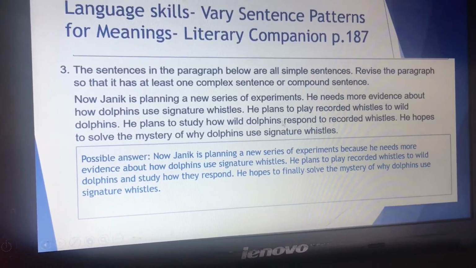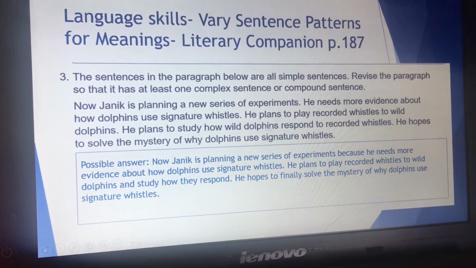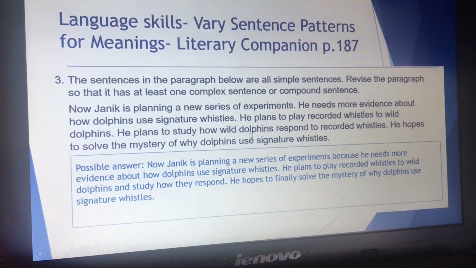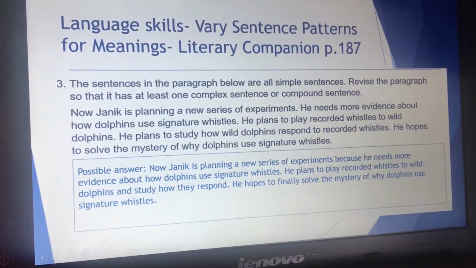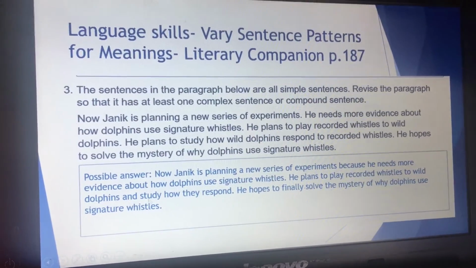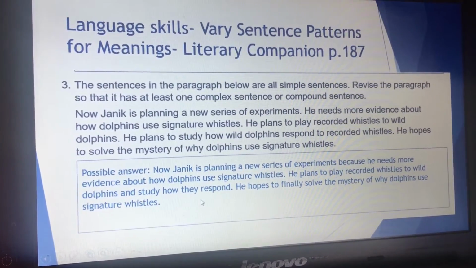Now, he plans to play recorded whistles to wild dolphins. He plans to study, and so on. Two plans together, we can join between them using and. And the last sentence stays as it is.